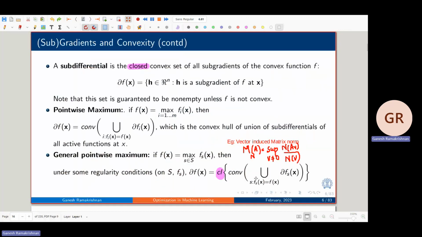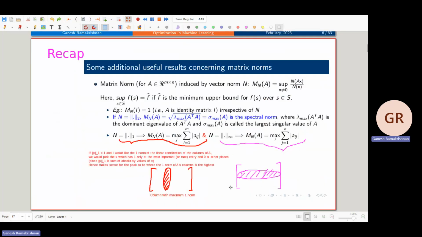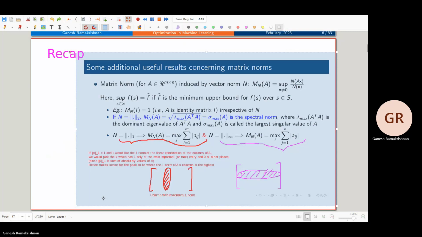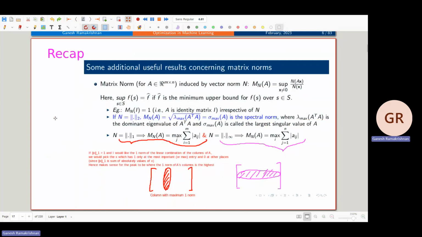Here, when you have the support f_s(x) equals f(x), consider all those rows which have the same 1 norm, or all those columns which have the same 1 norm, right? Rows in the case of infinity norm, n equals infinity, and columns in the case of n equals 1. So they should be able to do these.